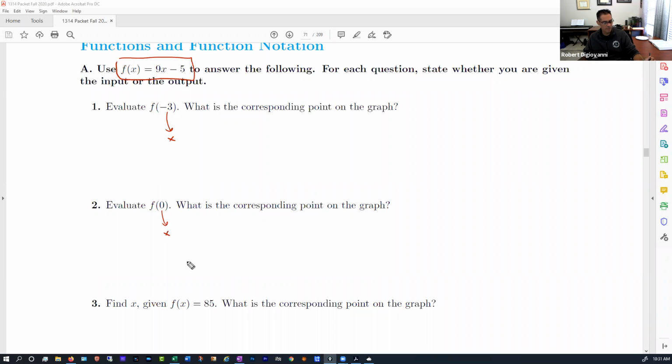On the third one, what we're doing is not that. What we're doing is seeing when the function is equal to 85. So we want to take the original function, 9x minus 5, and set it equal to 85, and then go about solving this. I'm not going to go through it. I just want to make sure you understand what's being asked. Any questions on that?